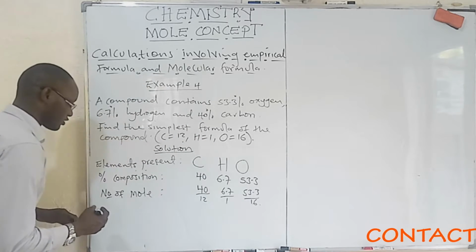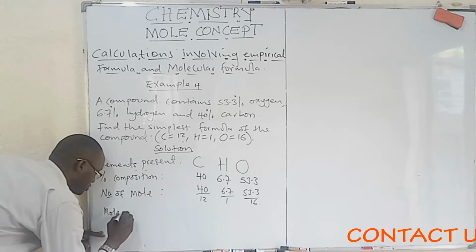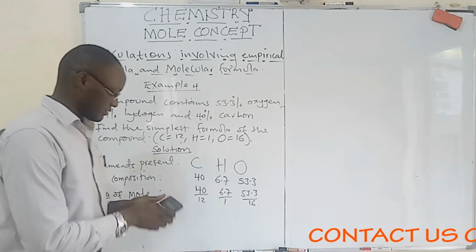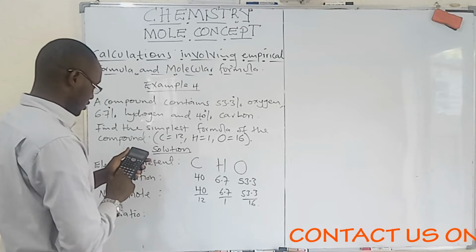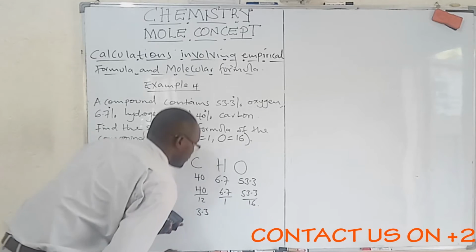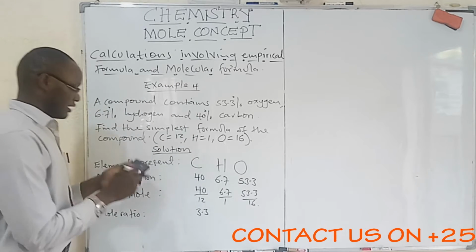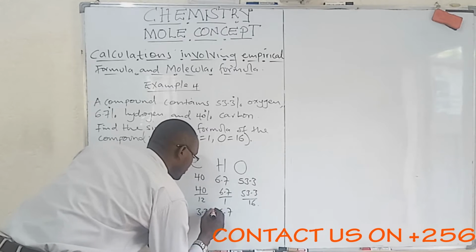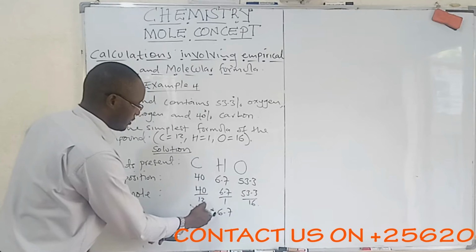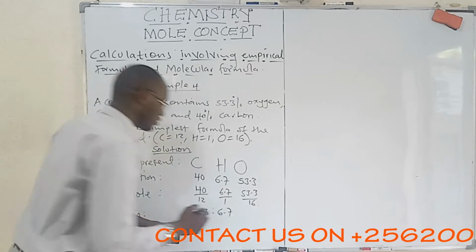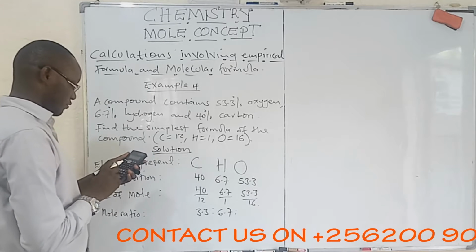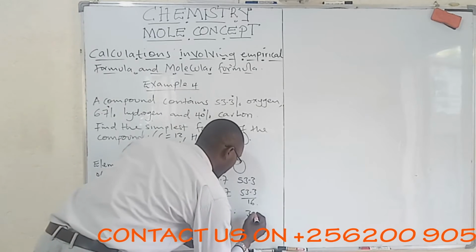The next thing is to get what we call the molar ratio. It is obtained by first dividing. 40 divided by 12 to obtain the moles here, I'm getting 3.3, to one decimal point. Then this is 6.7. Since it is a ratio, I'm going to put those two dots. Then 53.3 divided by 16, which is also 3.3.